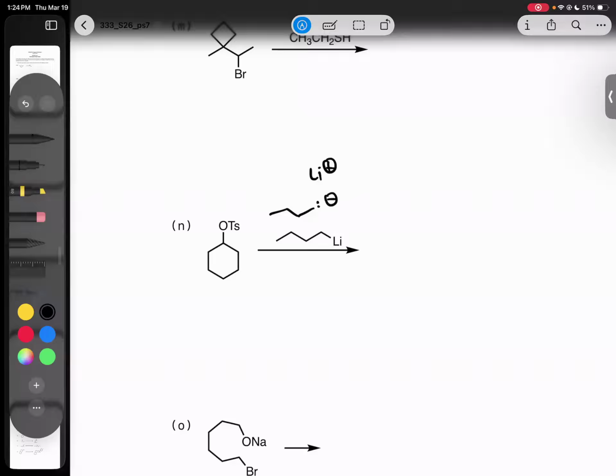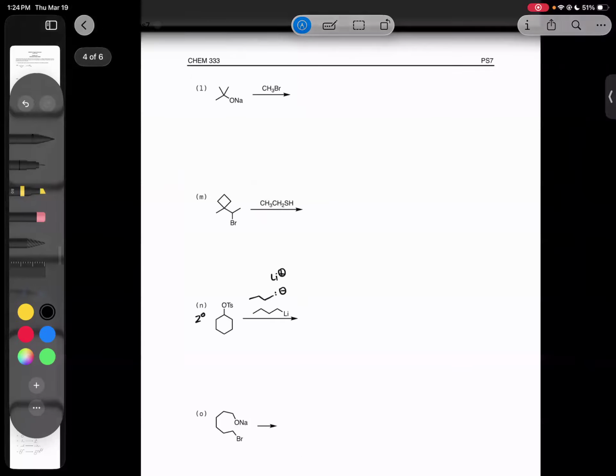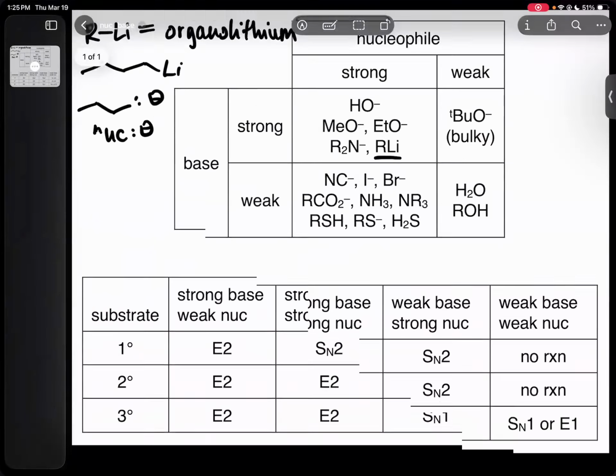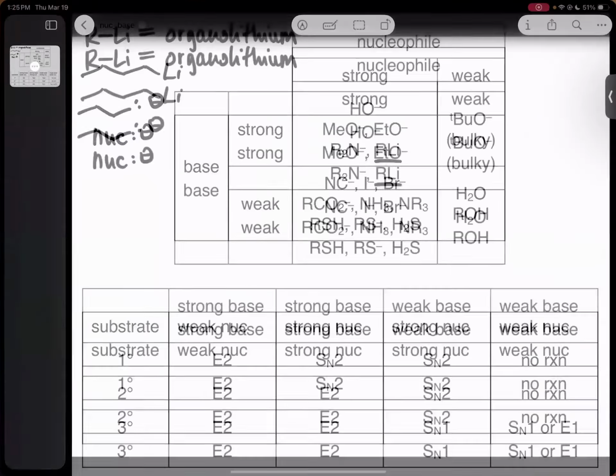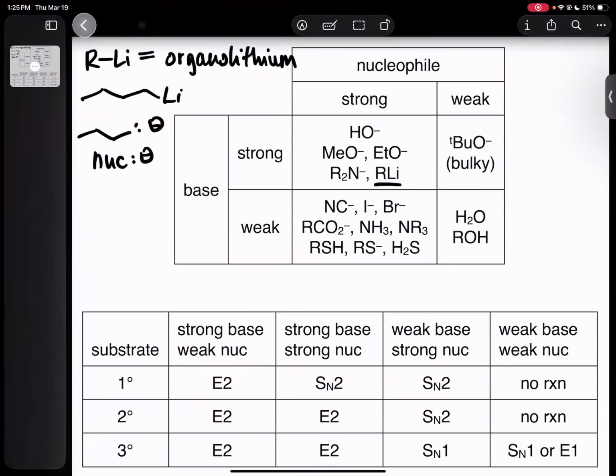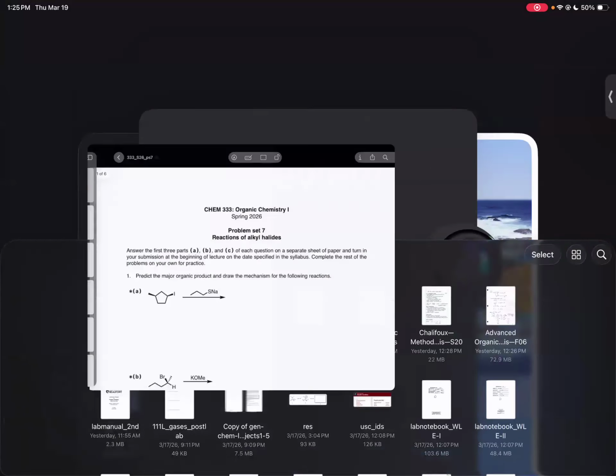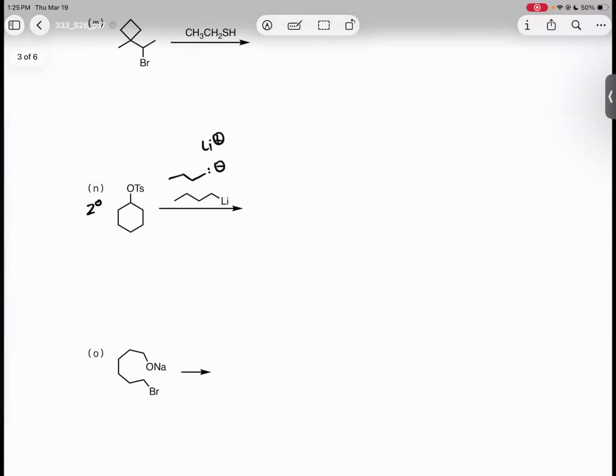If you have a strong base, strong nucleophile, and you have a secondary alkyl halide, what kind of reaction is that? SN2. Right? Doesn't say E2, does it? All right, we'll do an E2. I don't really like that, but is that actually what it says? Oh yeah, it's too strong of a base.